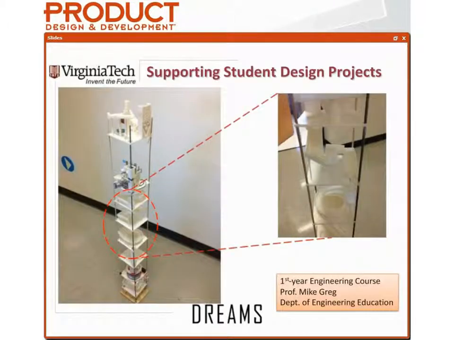We also use the technology to support student design projects. This is an example from a colleague of mine, Michael Gregg, in the Department of Engineering Education. He has his first-year engineers actually get to apply what they've learned about CAD by designing a Rube Goldberg device. Each student team is given a certain space in which they can work, and their goal is to maneuver a marble from one corner of their cube to the other by doing a special trick in between.